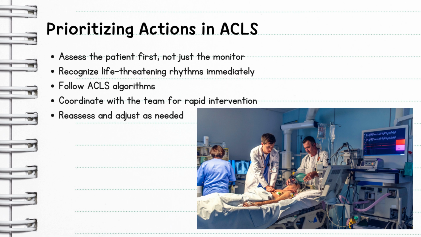So prioritizing your actions during an ACLS scenario is about staying calm, number one, and following a logical sequence. Always assess the patient first. Don't just rely on the monitor. The monitor can trick you, remember? So if you recognize a life-threatening rhythm like VFib or asystole, act immediately by following the ACLS algorithms. And we're going to go over a little bit more of the algorithms next time in part 3. These protocols are there to guide you through the steps in a systematic process, okay?